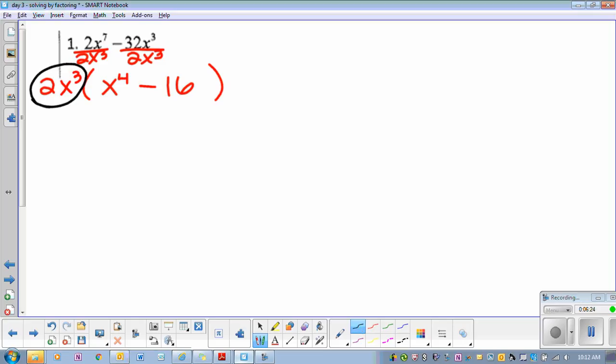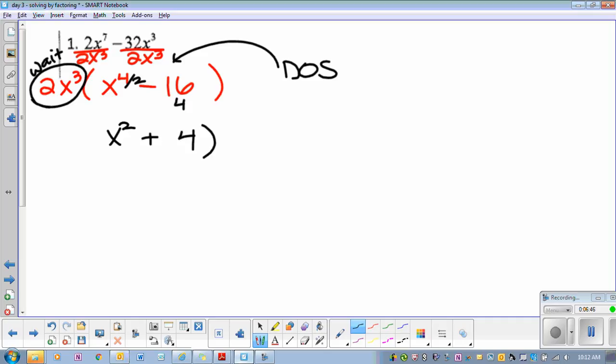And remember, your GCF is just going to wait. This guy is a dose. What is the square root of x to the 4th? Good. Divide that by 2 just to get the square root. X squared. What's the square root of 16? 4. So x squared plus 4. X squared minus 4. Yeah? And then don't forget to bring down your GCF of 2x cubed. Are we okay with that?